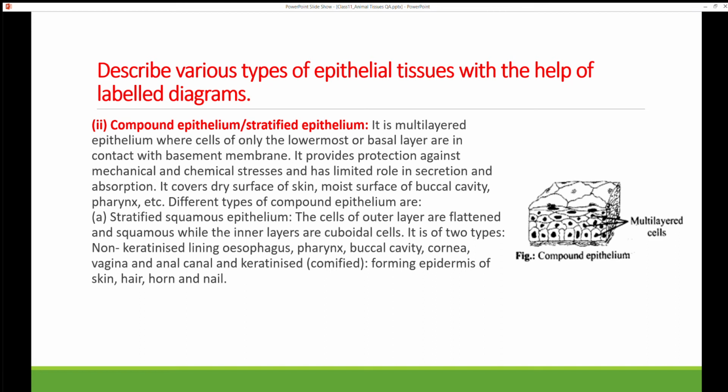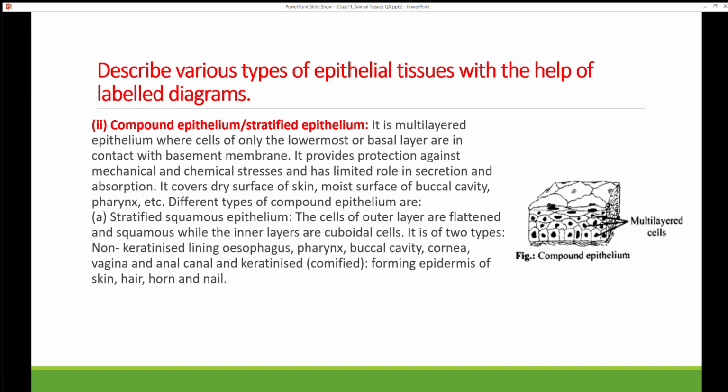It provides protection against mechanical and chemical stresses, with a limited role in secretion. Generally, simple epithelium is involved in secretion and absorption. This will be protective against stress, as problems come in the body during unhealthy times and surgeries. It covers the dry surface of our skin and the moist surface of our buccal cavity.